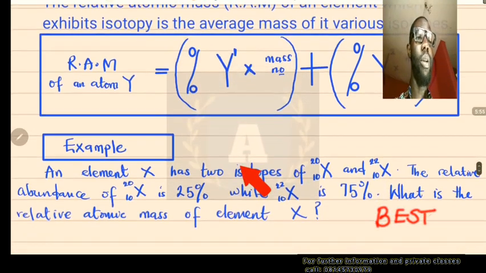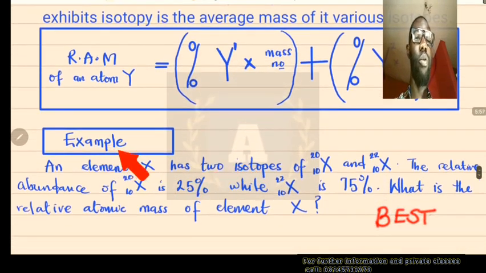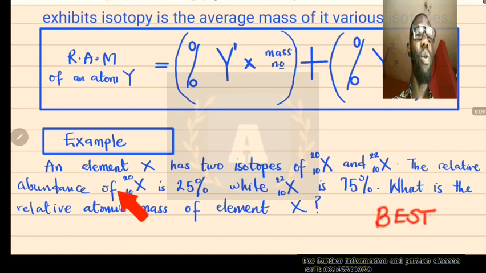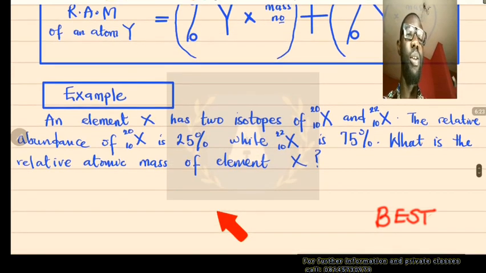Let's unravel this question. An element X has two isotopes, X 1020 and X 1022. The relative abundance of X 1020 is 25%, while X 1022 is 75%. What is the relative atomic mass of element X? So, the solution to that question.